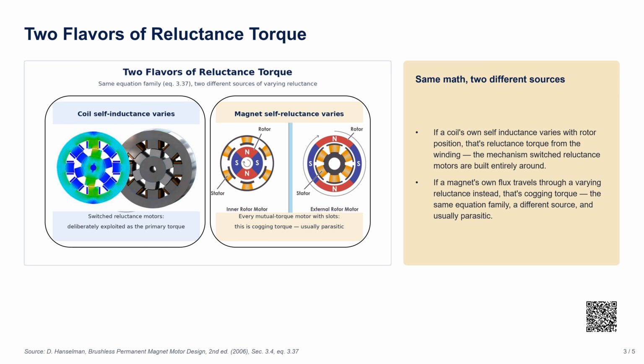The second flavor, a magnet's own flux travels through a varying reluctance as the rotor turns, even with zero current anywhere in the windings. That second flavor is cogging torque, the very first topic in this series. Same underlying equation family, two completely different physical sources, and as we're about to see, two very different reputations.